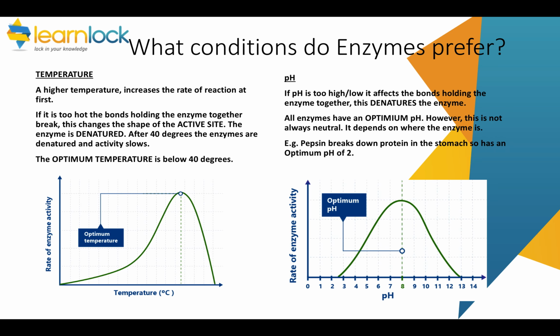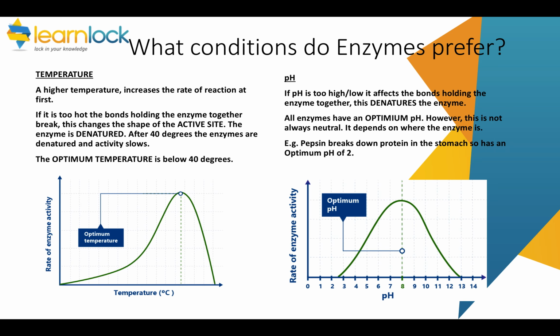What conditions do enzymes prefer? Well, temperature. First of all, if it's a hotter temperature, enzymes work better. But if it gets too hot, that active site changes shape, and the enzyme becomes denatured because the substrate can't fit in there anymore. And this is temperatures after 40 degrees.